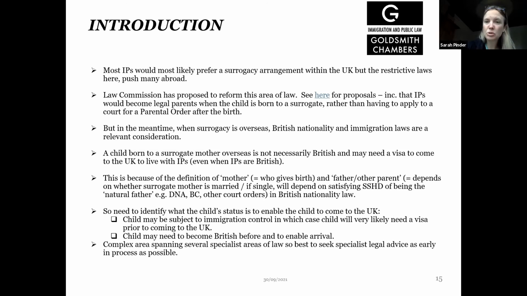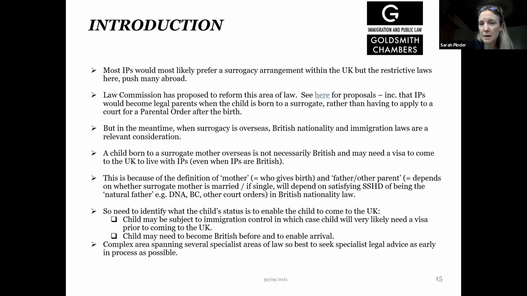In nationality law, you have another layer of definitions as well. So in nationality law, as far as the UK is concerned, a mother is the person who is giving birth to the child, so that will be the surrogacy mother, regardless of whether the egg for conception comes from the intended parent mother. The father or the other parent will depend again on the surrogacy mother's marital status. So that's not necessarily something you would think of from a starting point, but that is the case.